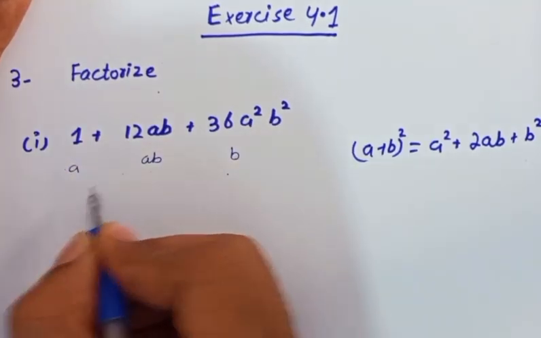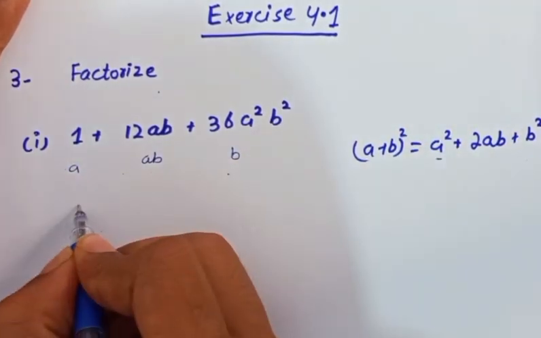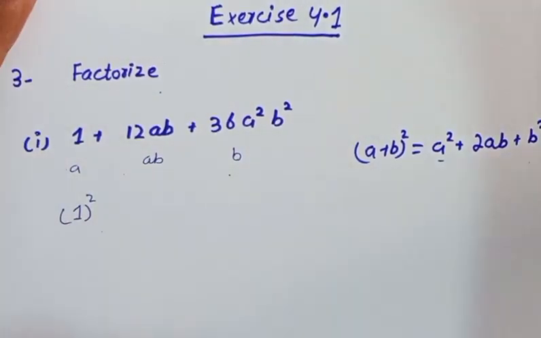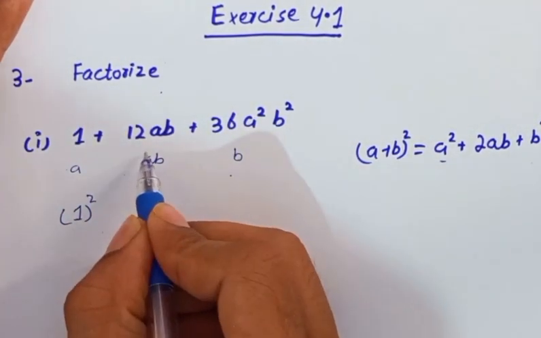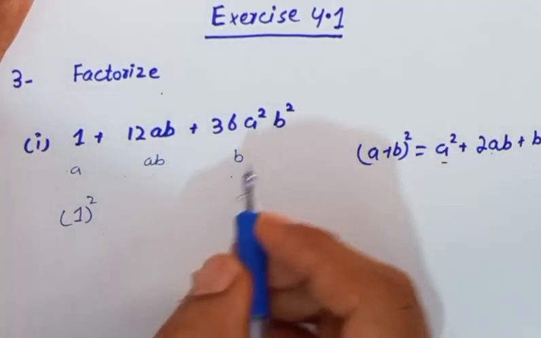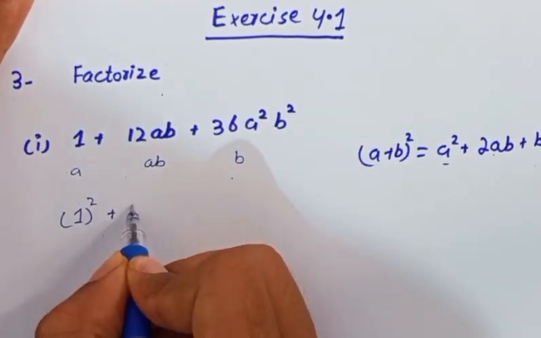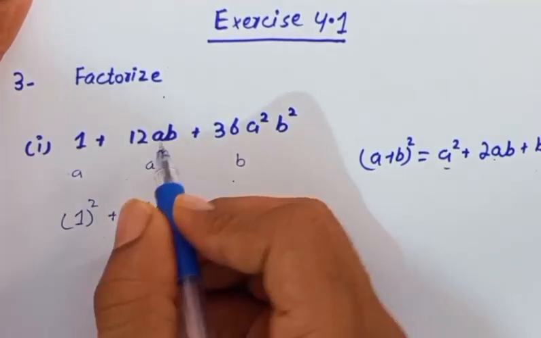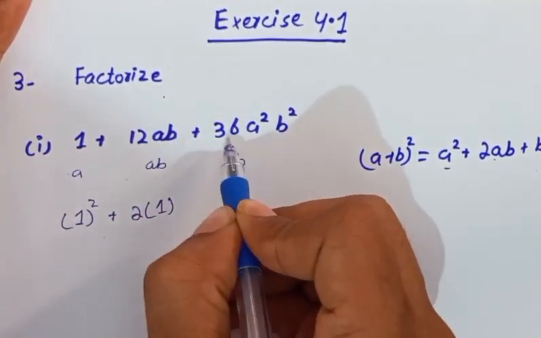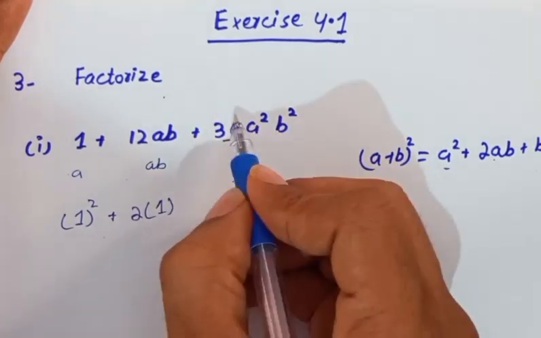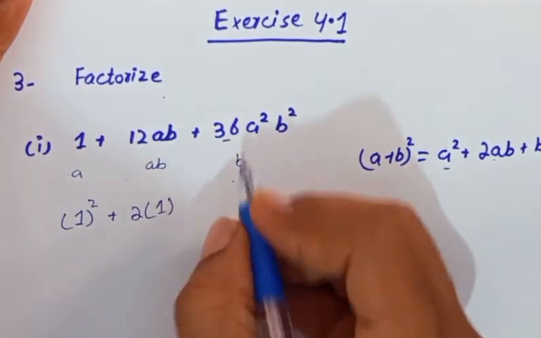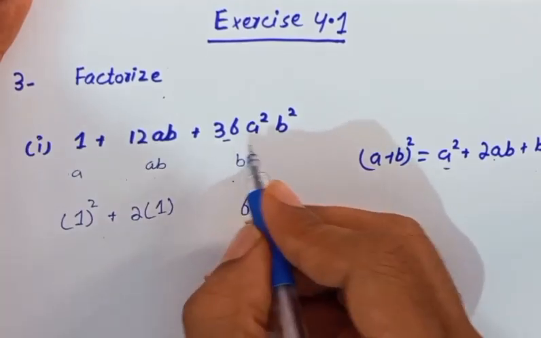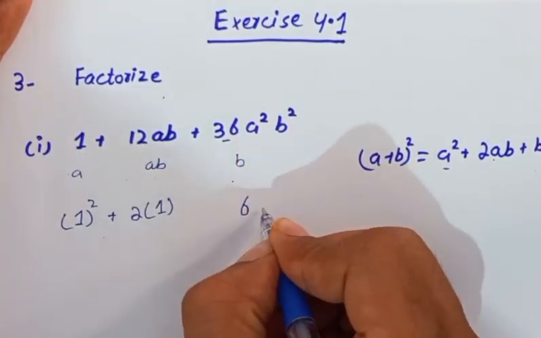So 1 is a, so we'll solve a square, so this will be 1 square. Now it comes to 2ab, so I will write plus 2. As you know, my a is 1, and if I go for this b, the 36 is there. As you know, 36 is the perfect square of 6, that is, 6 multiply 6 is 36.